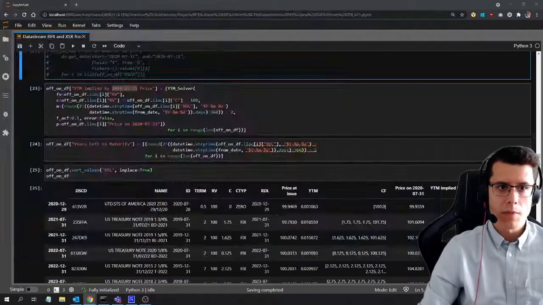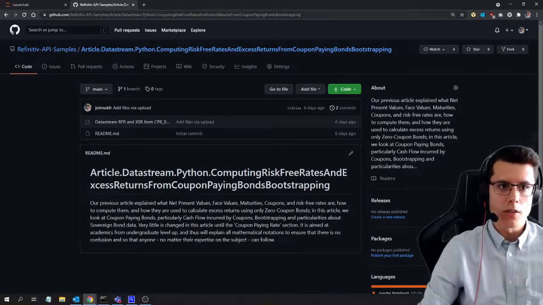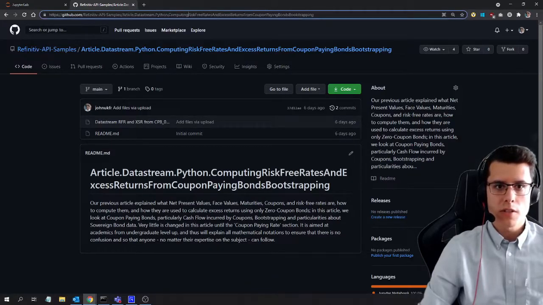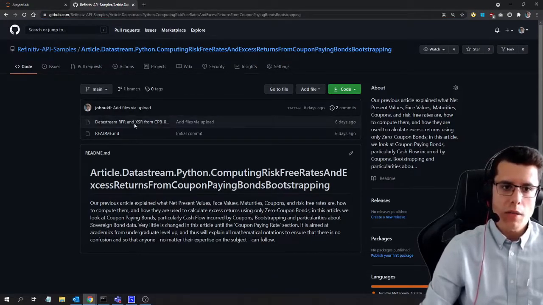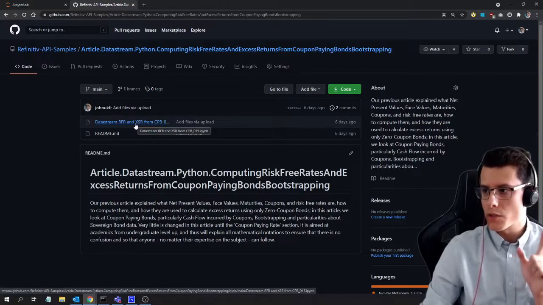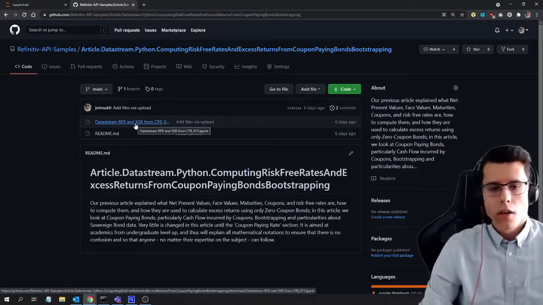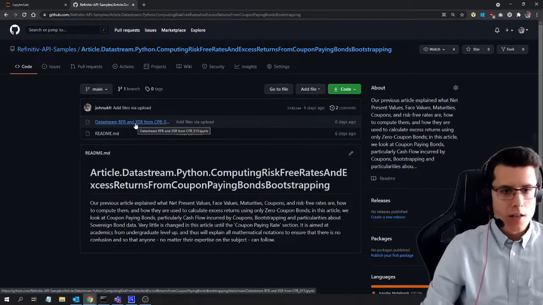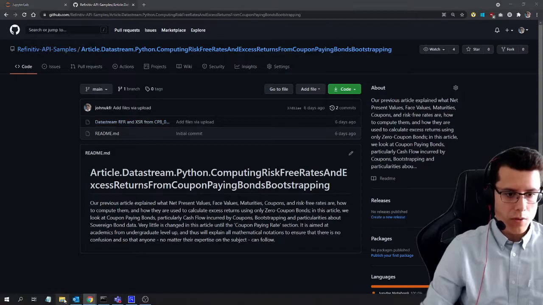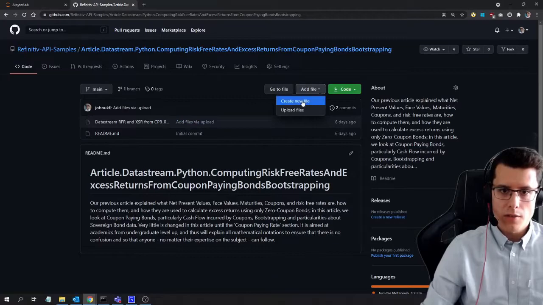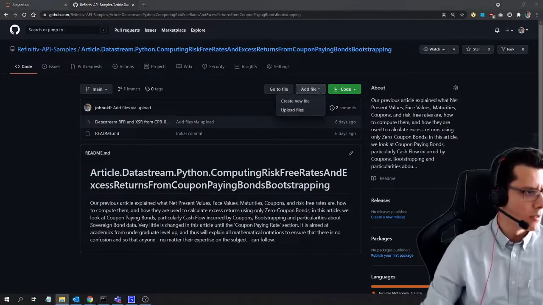Oh, cool. I'll just show you this. So there you go. Here there is one in Refinitiv API samples, article.datastream.python, and then computing risk-free rates and excess returns from coupon-paying bonds, bootstrapping. And so I've made this new one. I've put the 15th one, which is where we left off on the last video. And now let's have a look at the new one. So I'm going to put it in here. Boom. Add new file, add file. I think I can just drag it, I'm pretty sure. Let me find it on my PC.